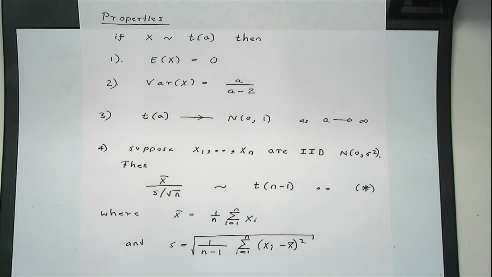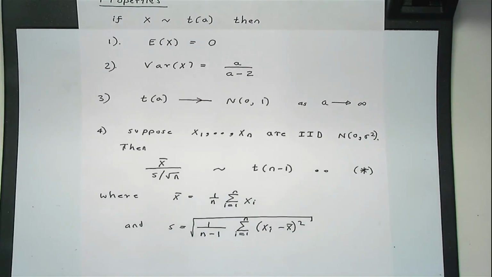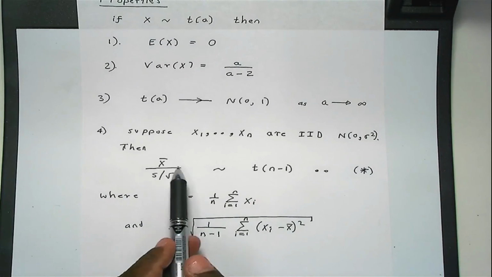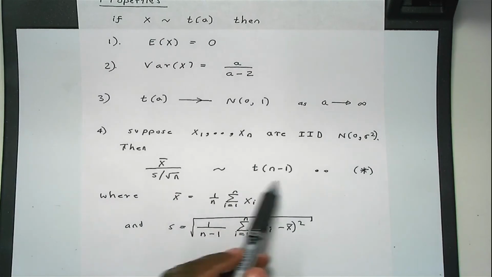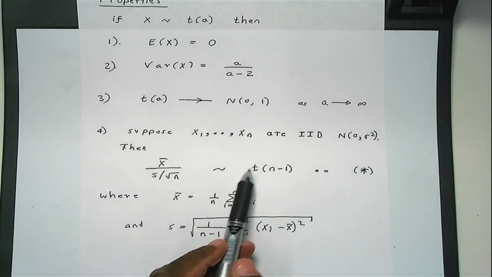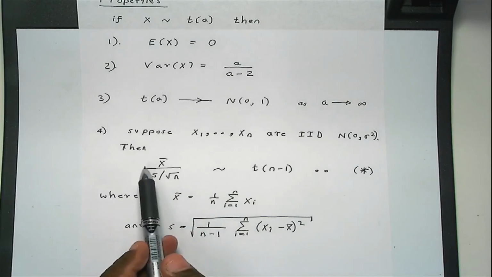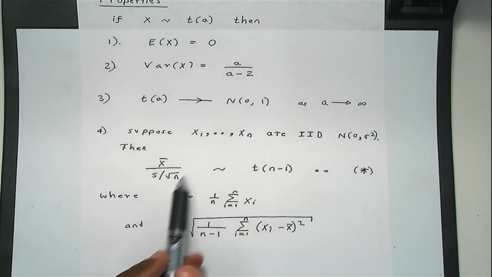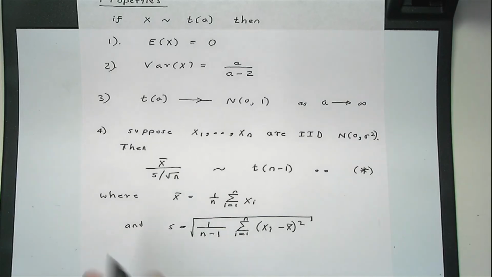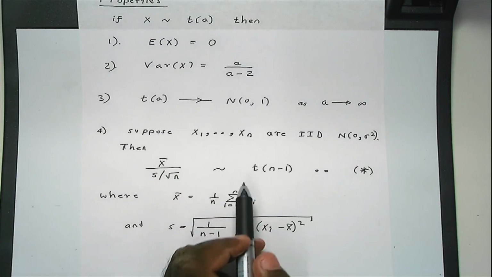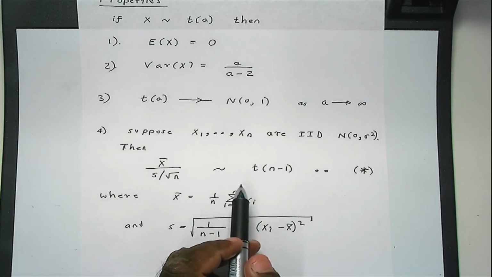Right. Now, this result, if you look at the right-hand side, it has the t distribution. If you look at the left-hand side, what you have is a function of the data only. So this result explains why the t distribution is a sampling distribution.